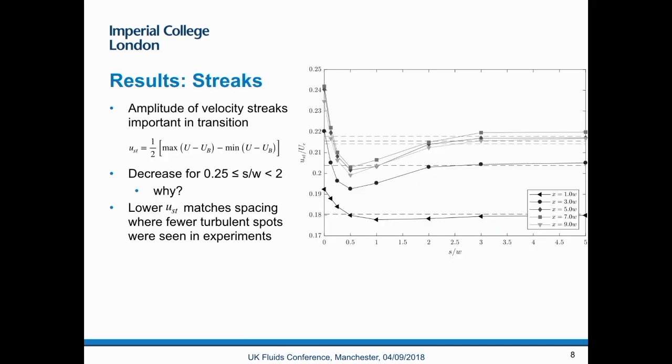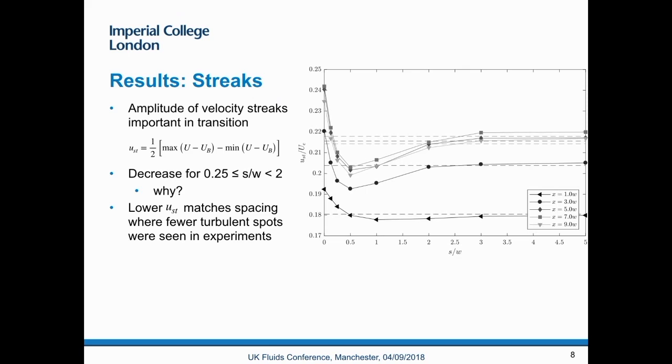So about these streaks. The amplitude of these streaks is an important factor in transition. It drives the shear layer in the boundary layer. Actually, the greater the amplitude of the streak, generally the faster the instabilities occur. There's an Anderson paper from 2001 which characterizes it this way. It's basically the difference from your mean boundary layer flow. And then these are some of my experiments and some of my computations. So I've got this for a number of different spacings.